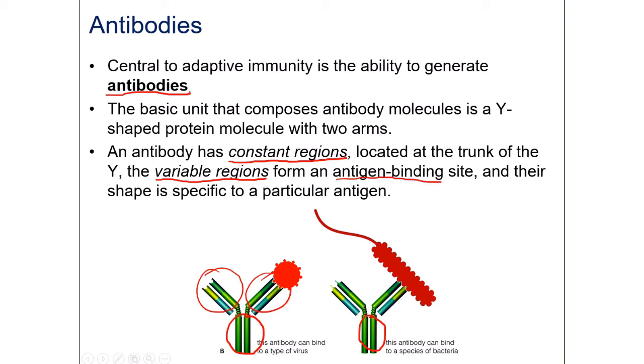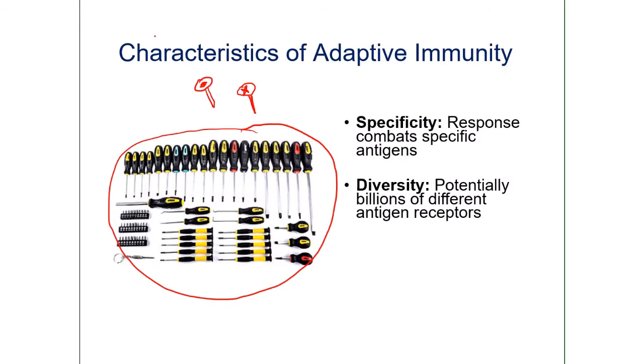There is a key and lock relationship between the variable regions and the antigen that it's designed to bind to. Okay, so over here we have little pentagon grooves, and that would only fit the pentagon antigens here. And here we have little semicircle knobs, and that would only work for the semicircle antigens on the bacteria. So each antibody is specific to its target. So that's the specificity characteristic that we were talking about.